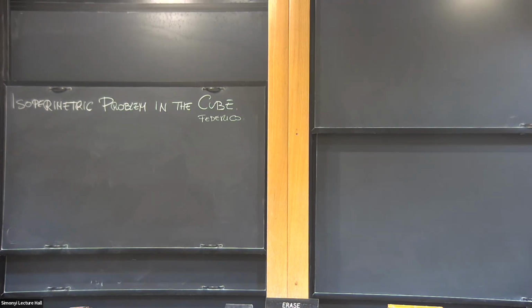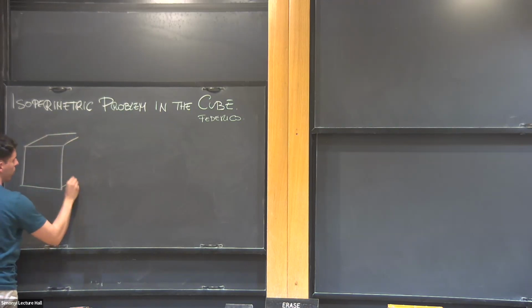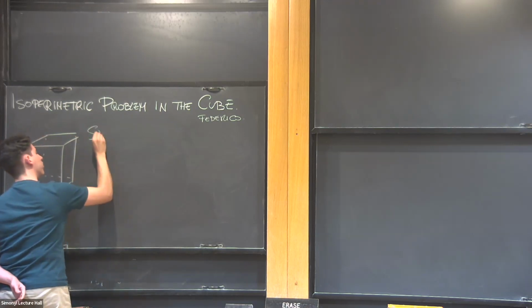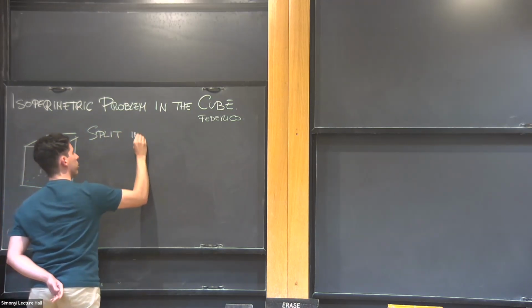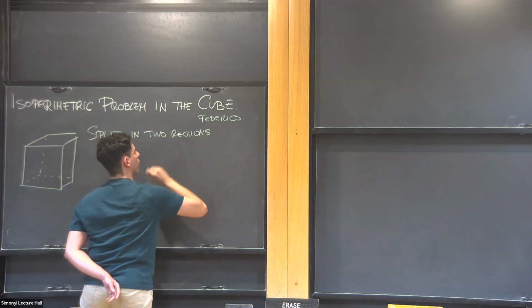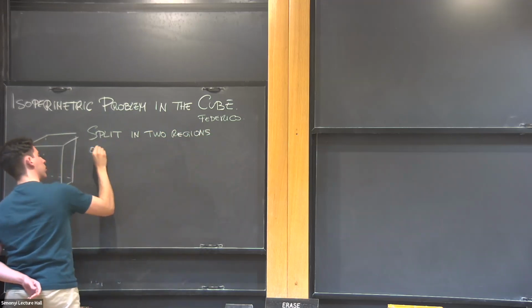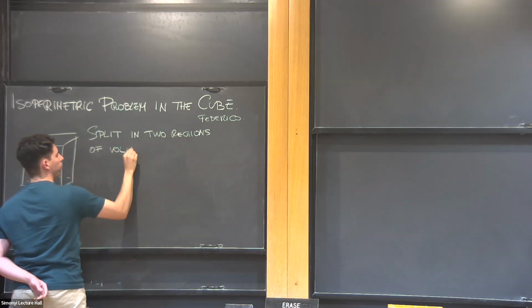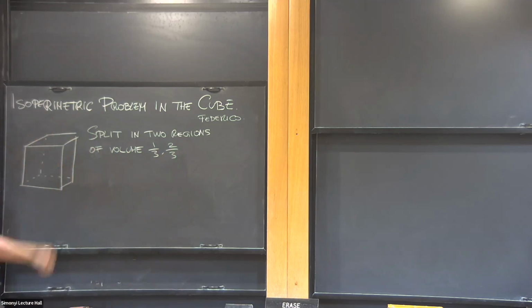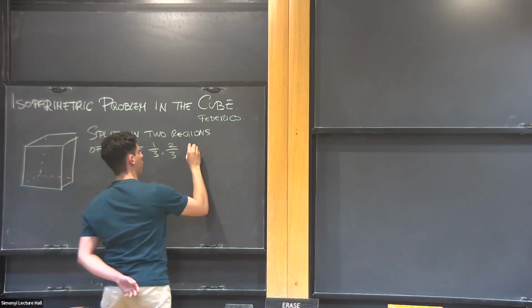Anyway, today I'm going to talk about the isoperimetric problem in the cube. So what are we talking about? Imagine that you have a room, which is a perfect cube, and you want to split it in two regions, one of volume 1/3 and the other one 2/3, imagine that the whole thing has volume 1, using a thin wall.